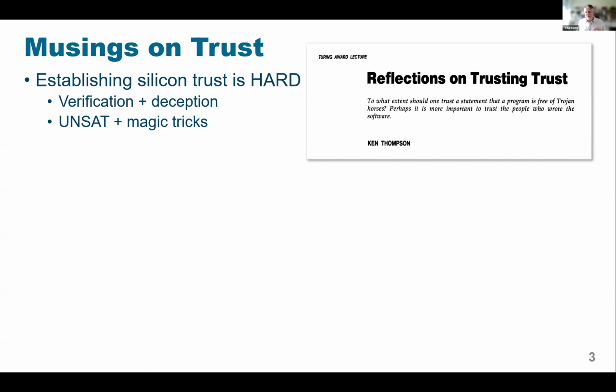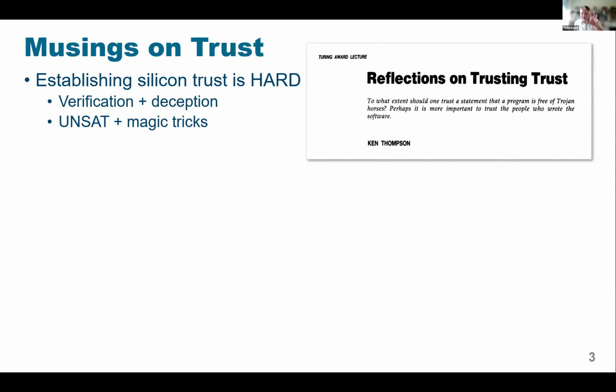So Ken Thompson, who was the co-inventor of the C language, when he received his ACM Turing Award, gave a lecture on trusting trust. In this lecture, he describes a compiler that inserts a Trojan into itself, which it then removes from the source code.